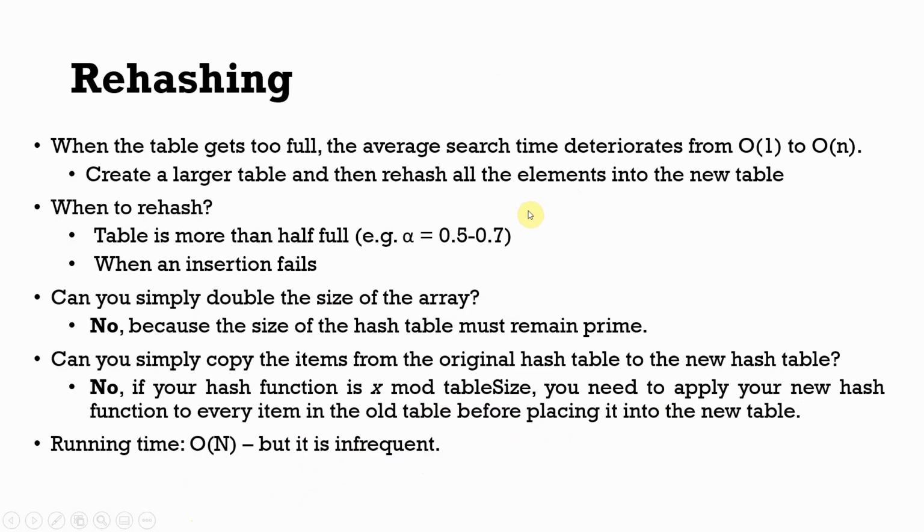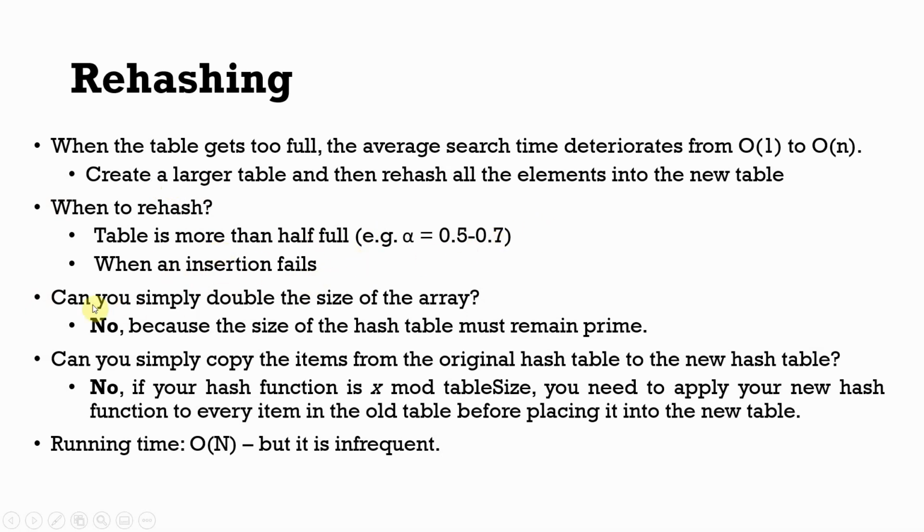Okay, so that's for separate chaining. We have another concept called rehashing. When the table gets too full, especially in open addressing, the average search time deteriorates from order of 1 to order of n. So we can just create a larger table and rehash all the elements into the new table. Usually when the table gets more than half full, you might want to do that, or when an insertion fails, like when you can't insert an item using linear or quadratic probing.